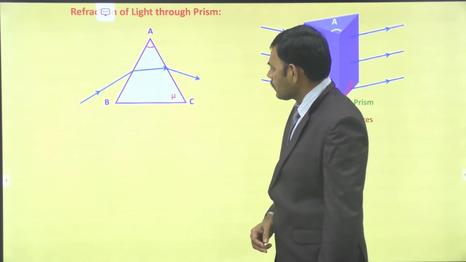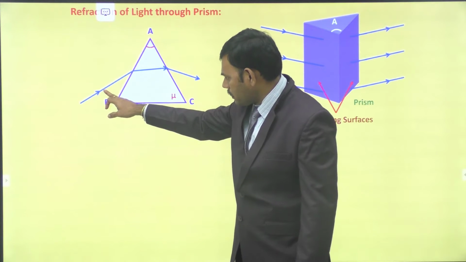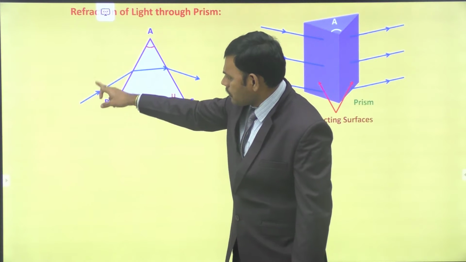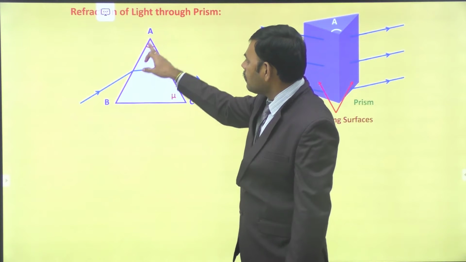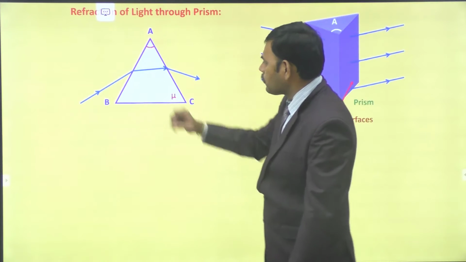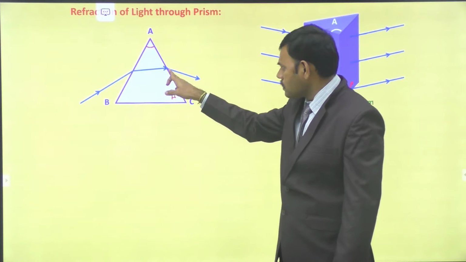Now consider the path of light. This is the incident light from the rarer medium, let it be air medium. From the rarer medium, light is incident on the prism. At this point of incidence, light undergoes first refraction. This is the refracted light ray traveling through the prism.